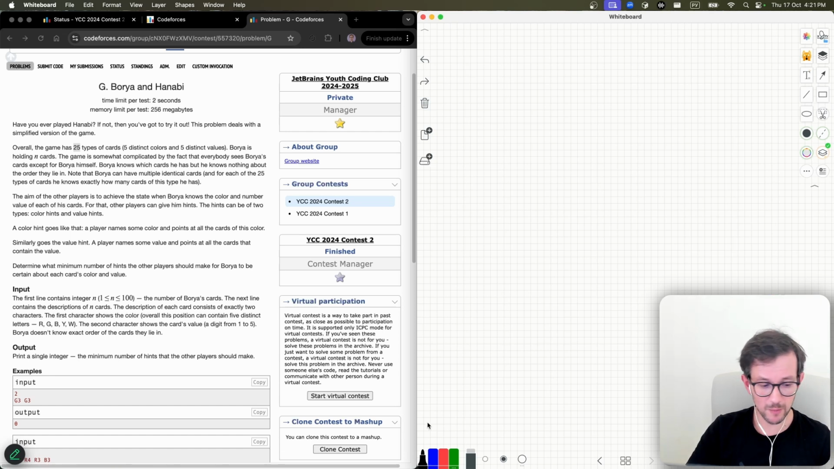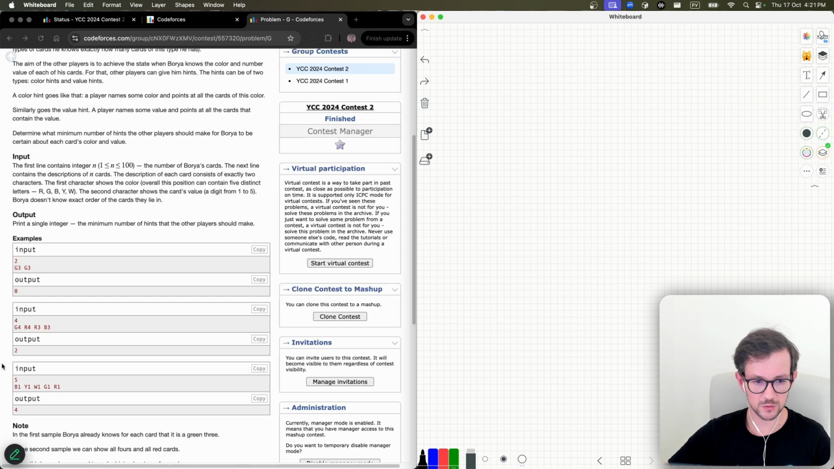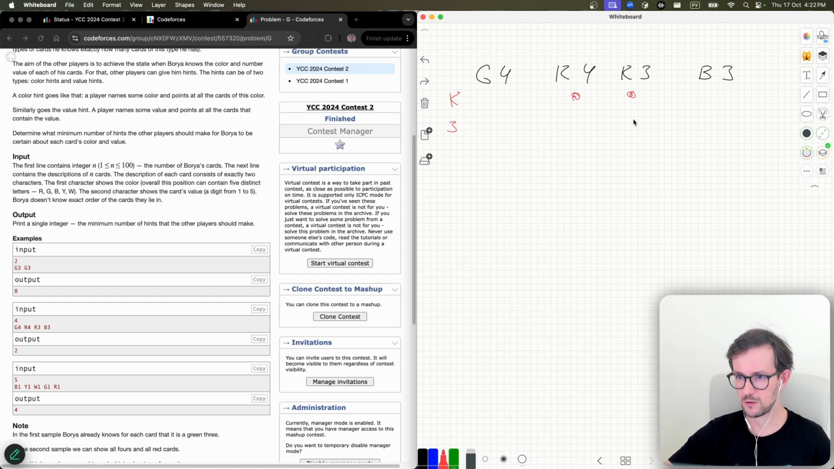What's difficult in this problem is to understand what we're looking for. We're looking for some set of hints. Let's take this example. I have G4, R4, R3, and B3. You can give 2 clues. Your first clue may be, let's say, red. I will mark all the red cards, this card and this card. Then I mark all the threes, for example. I will mark this card and this card.